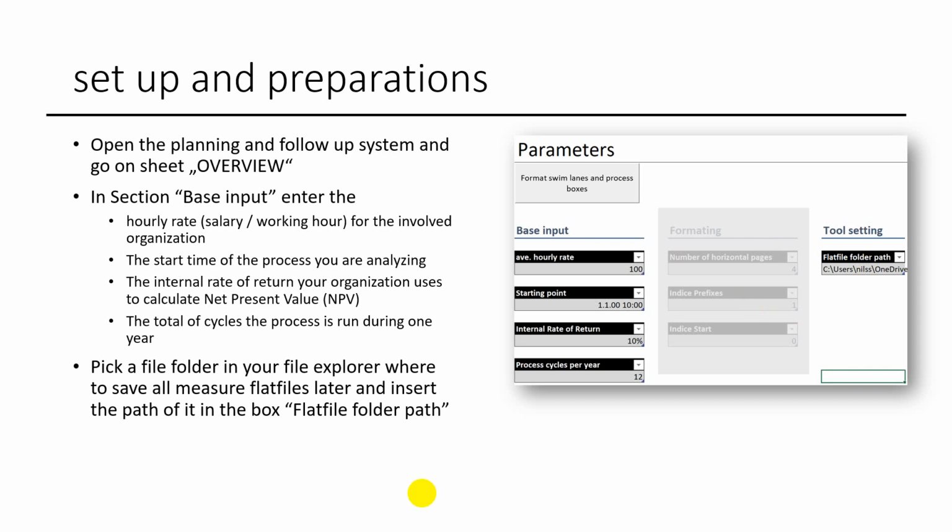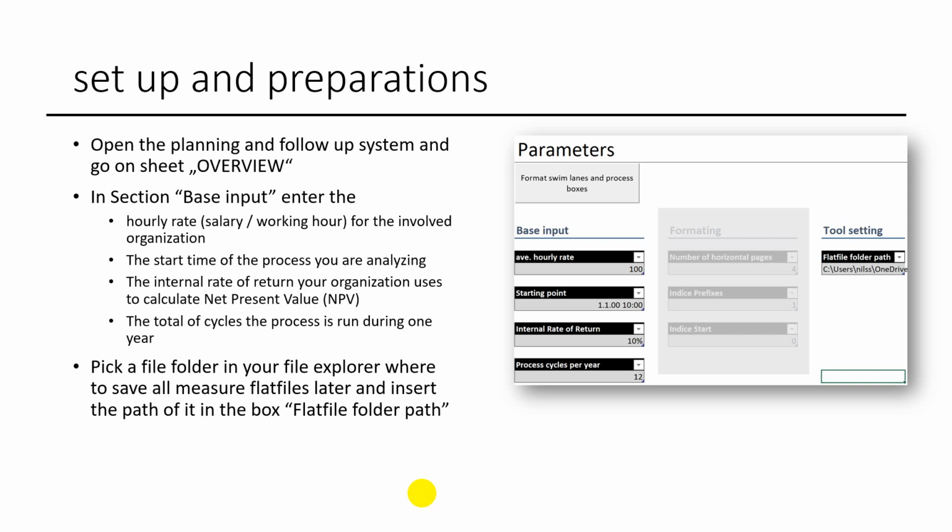On the left side, another set of base inputs is required for the calculations to run smoothly. Namely, you will need an average hourly rate to compare costs of an old process to costs of a new process, and thereof calculate the net present value of the implementation of that new measure.